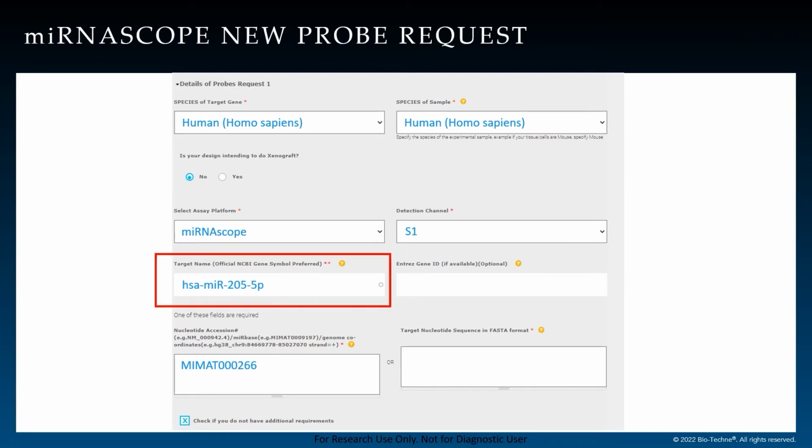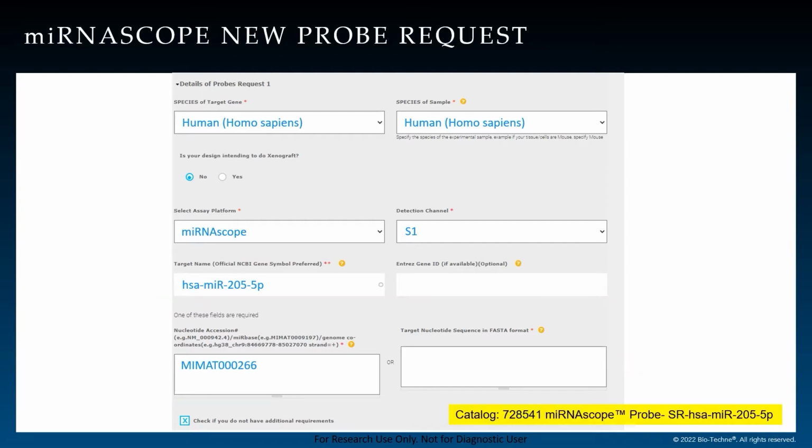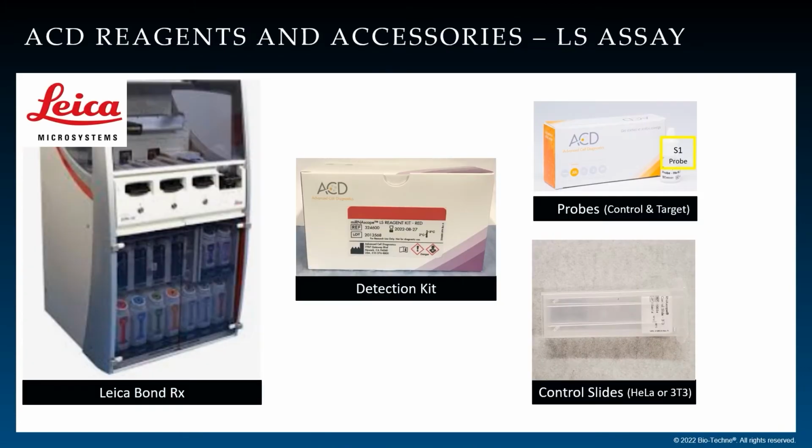We have included the target name as hsa-miR-205-5p. We have included the accession number from miRBase, and we also had the option to submit the nucleotide sequence in FASTA format. The resulting miRNAscope probe is then given a catalog number and a name, in this case SR-hsa-miR-205-5p. The automated format of miRNAscope is designed specifically for use with the Leica BOND RX system.